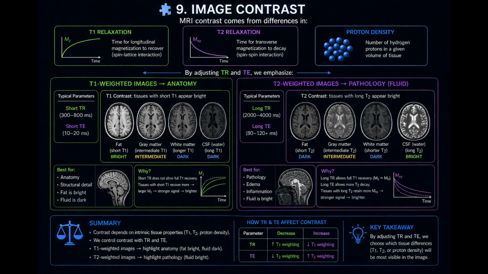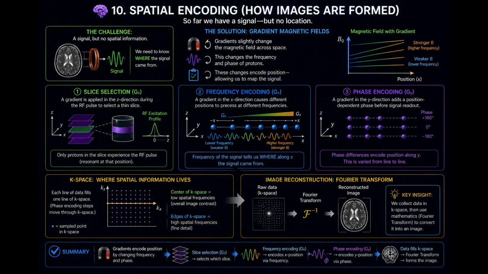Number 9, image contrast. MRI contrast comes from differences in T1, T2, and proton density. By adjusting TR and TE, we emphasize T1 weighted images for anatomy, T2 weighted images for pathology, fluid. Congratulations, you made it to number 10. Spatial encoding, how images are formed.